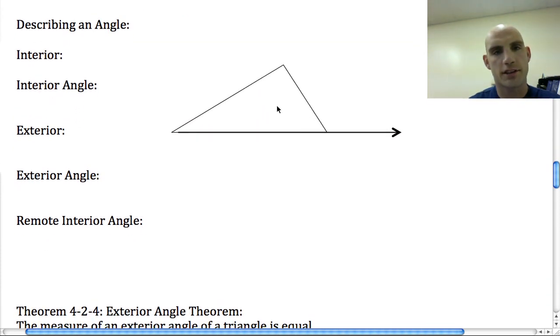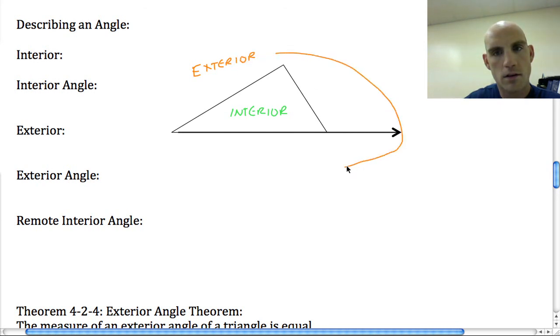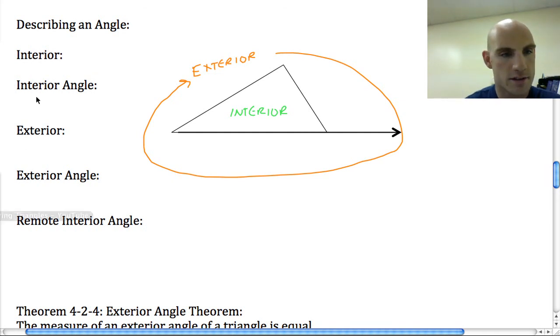When we're describing angles in a triangle, we've got 2 different parts, and I'm going to go with a little bit of green on the inside here. This is called the interior, like the inside of a house. And we go out here, this is going to be the exterior. Everything out here is exterior. So the interior is going to be inside, and the exterior is going to be outside.